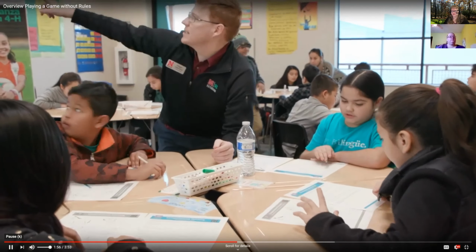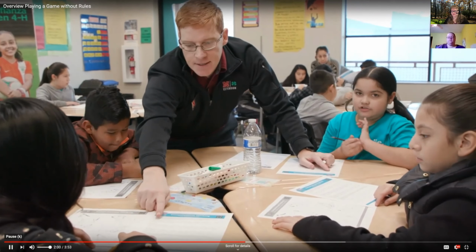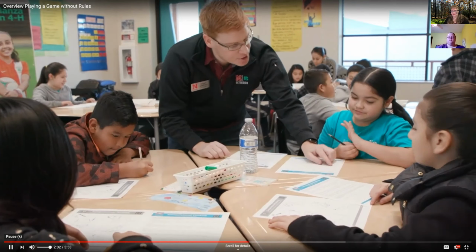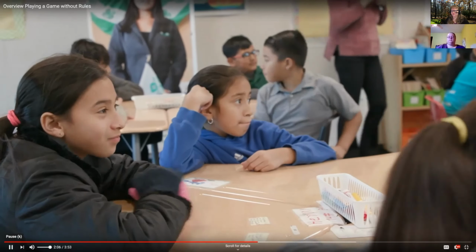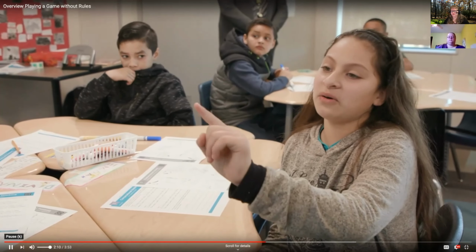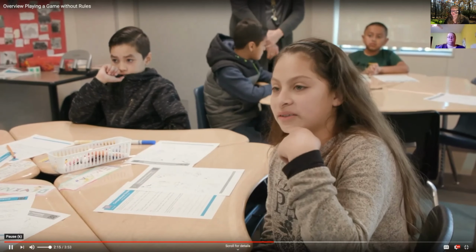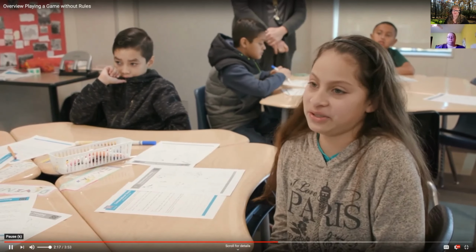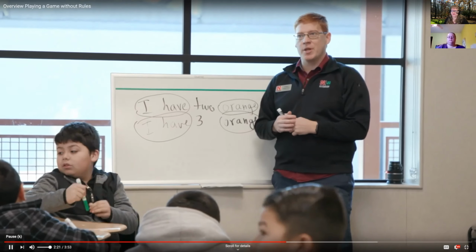Yeah, so first, let's see if we can find any patterns. So if we read that first sentence, take a look at that first sentence. I choose. Yeah, I choose, I choose. Is there anything else here? What's the same in these two sentences? What can I circle just like on your activity? I have 3 orange cats and I have two orange fish. Awesome. So our next step is underline the words that change from player to player.